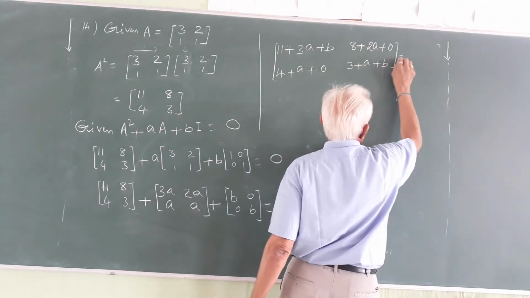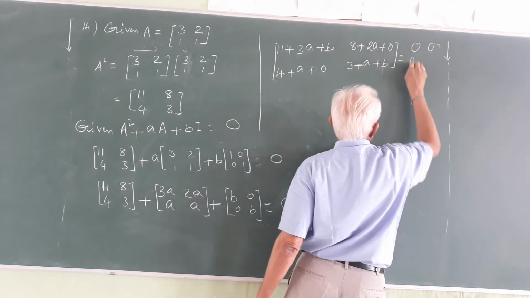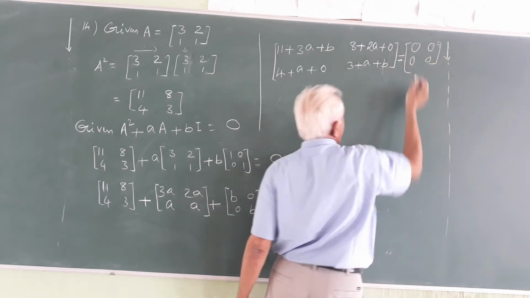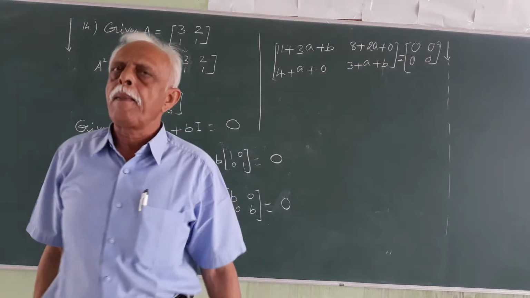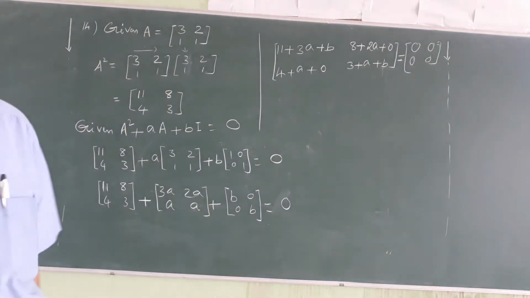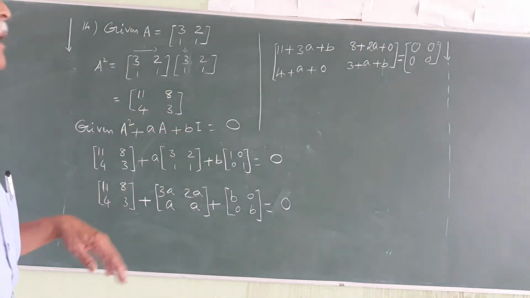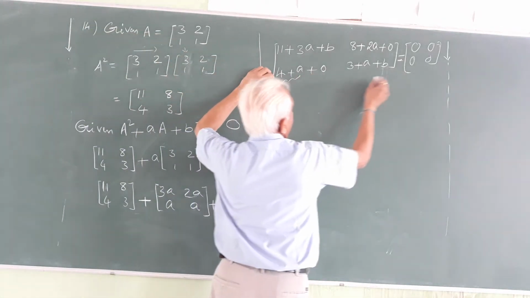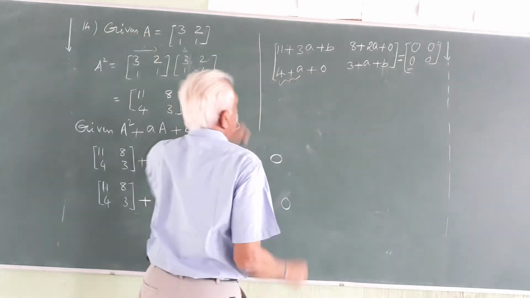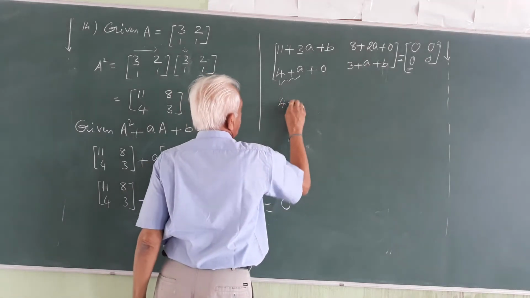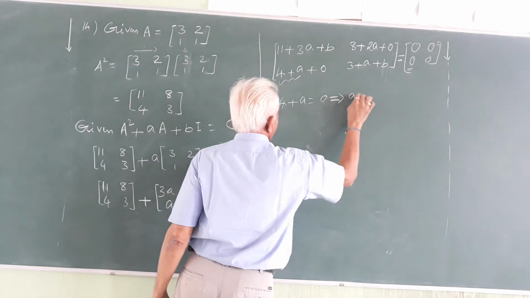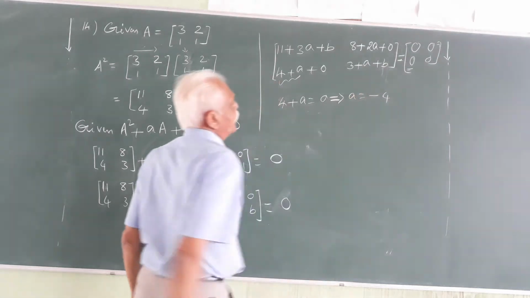Is equal to null matrix, means 0 0 0 0. Whenever two matrices are equal, we know that the corresponding elements are equal. So if you take this and this, you will be getting 4 plus A equal to 0, which implies A is equal to minus 4.